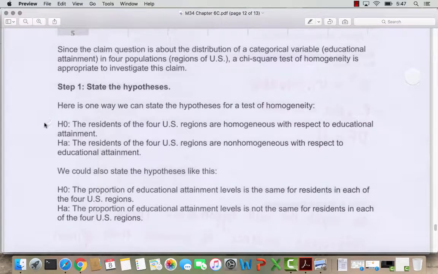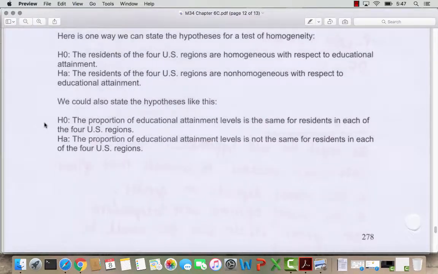So here's one way we can state the hypothesis for a test of homogeneity. For the null hypothesis, we say the residents of the 4 US regions are homogeneous with respect to educational attainment. And for the alternative hypothesis, we say the residents of the 4 US regions are non-homogeneous with respect to educational attainment. You could also say it slightly differently, saying, are things the same? So you could say the null hypothesis as the proportion of educational attainment levels is the same for residents in each of the 4 US regions. And the alternative is the proportion of educational attainment levels is not the same for residents in each of the 4 US regions.